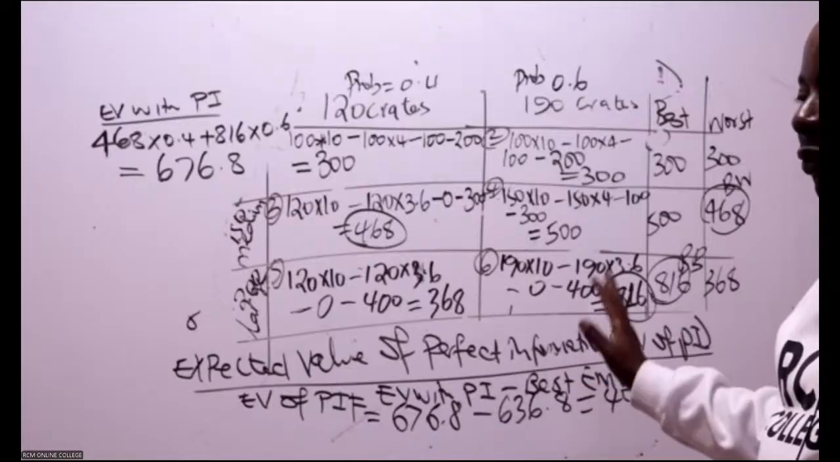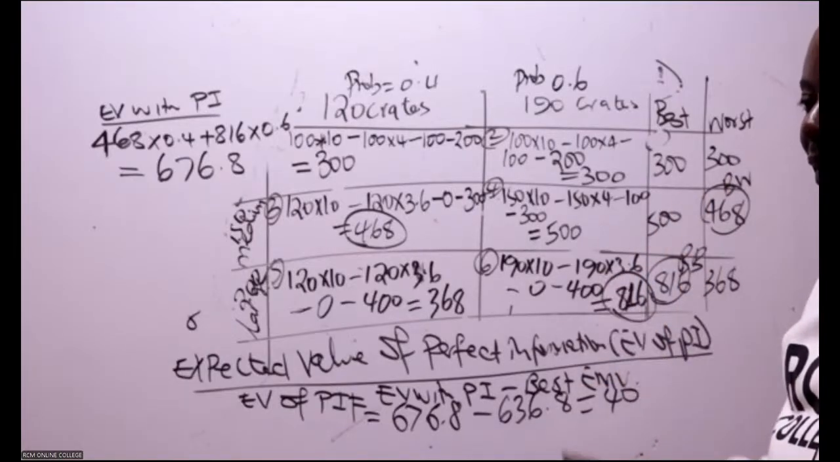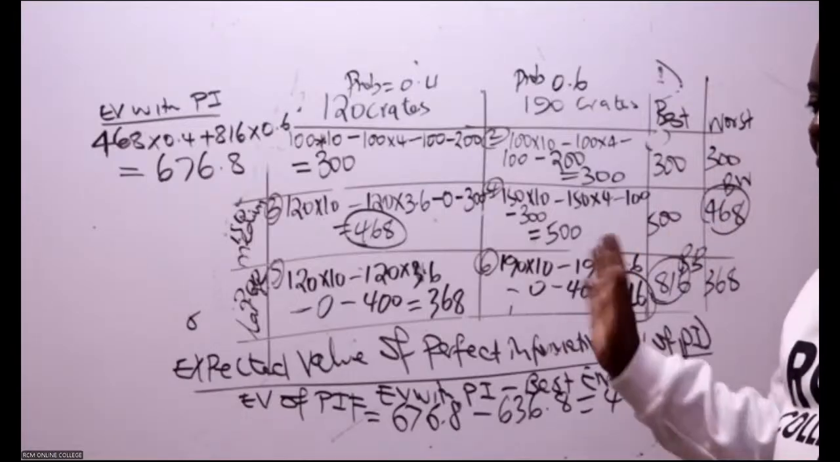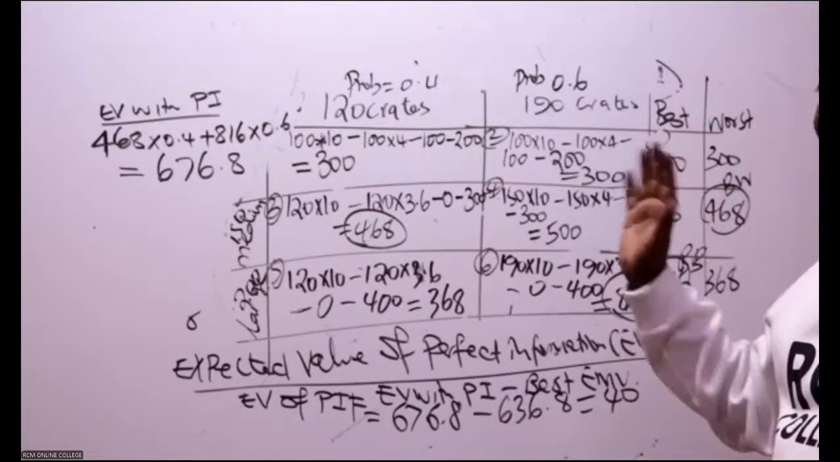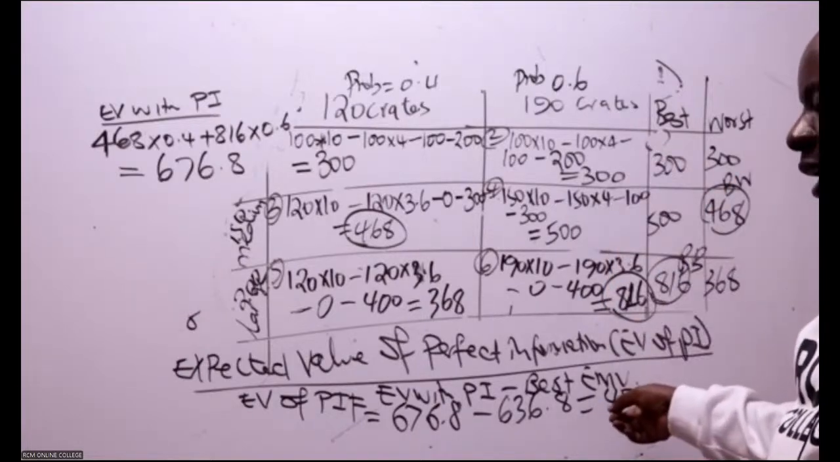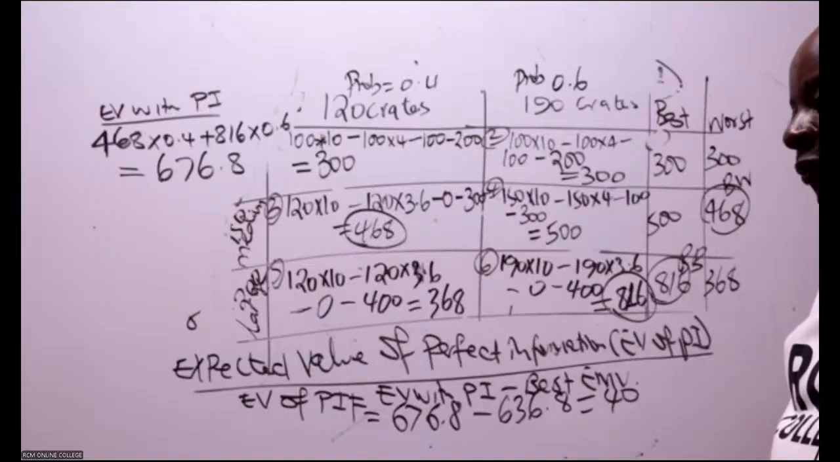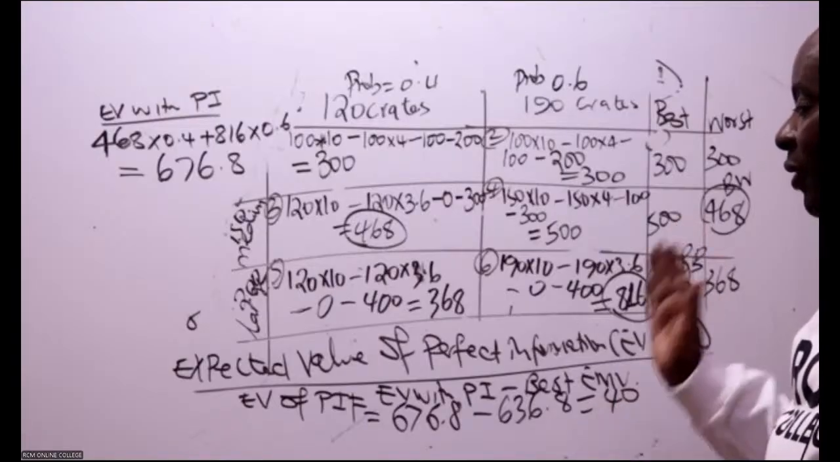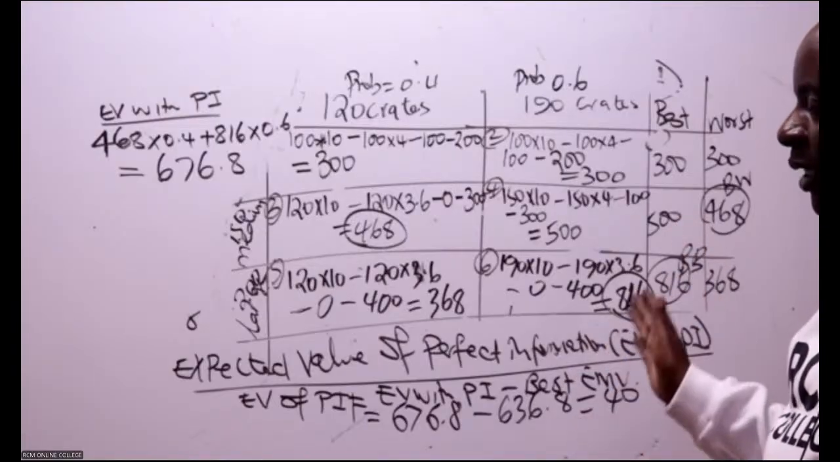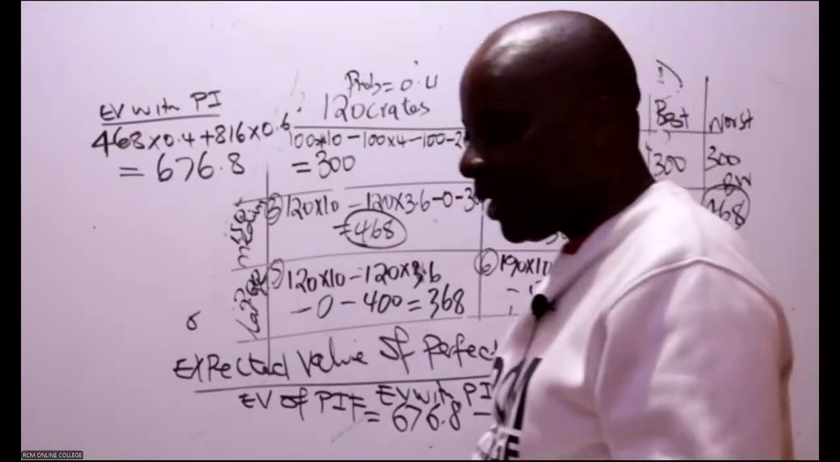Now you can give those experts. So if somebody comes proclaiming that they are an expert and then they want you to give them 100, tell them, no, I've done my EV of PI. I know that your perfect information will give me an extra 40. So whenever we talk of expected value of perfect information, it is EV with PI minus best EMV.